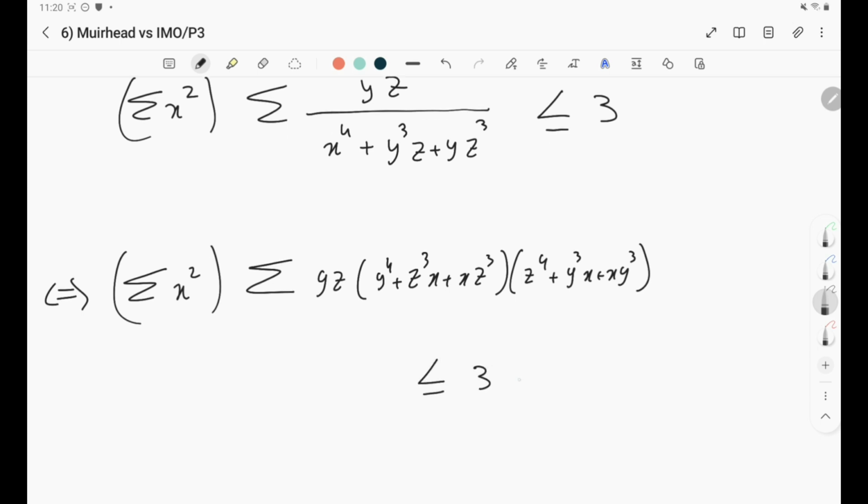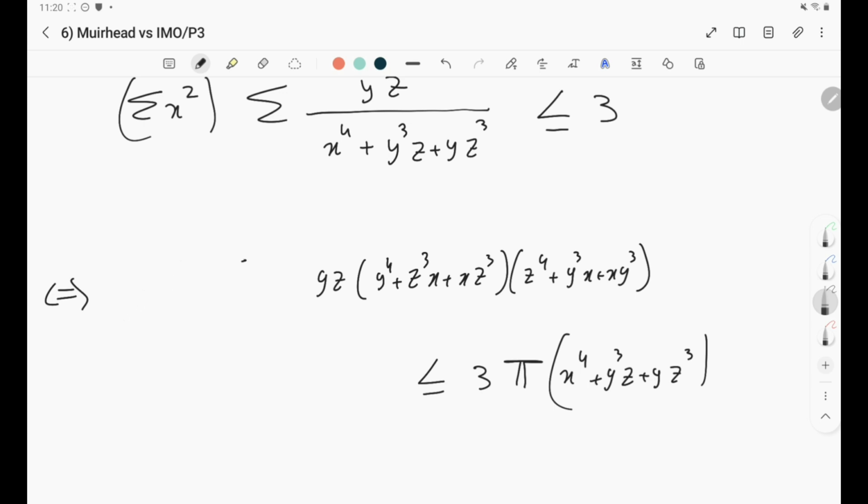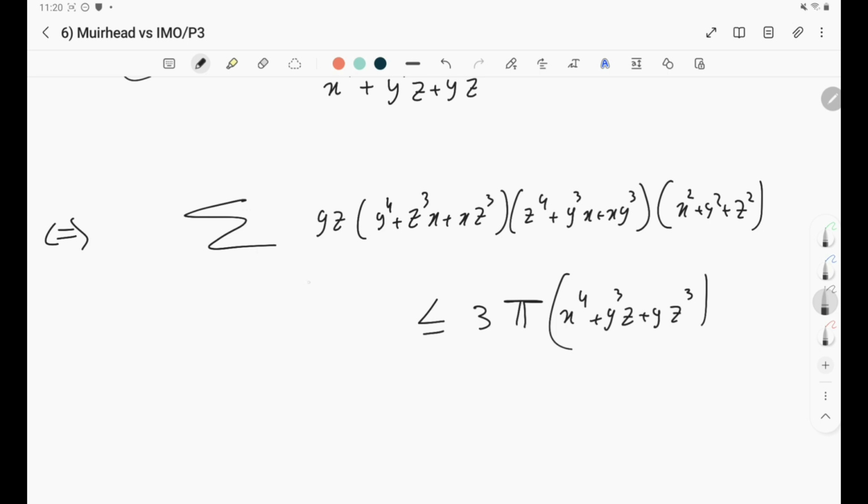The RHS is 3, and it's of course the pi of x to the 4 plus y cube z plus y z cube. Well, you can actually say that this thing here, sigma this times x square plus y square plus z square. This is basically what we'll be doing here. You can take this outside or you can put it inside. It's all the same, because after all we're just going to expand this, and we want to apply Muirhead, so we want to have everything expanded. So actually even this we need to expand. We cannot just keep it outside.